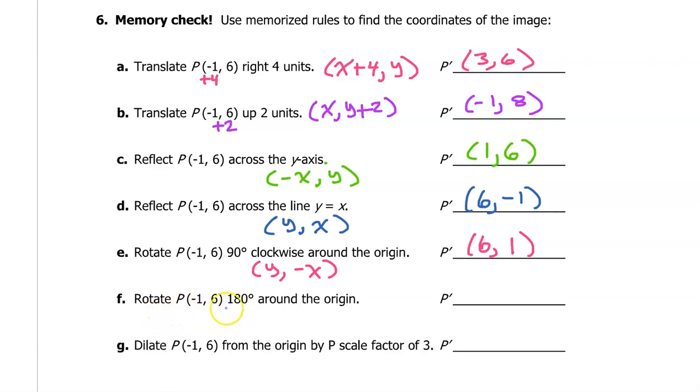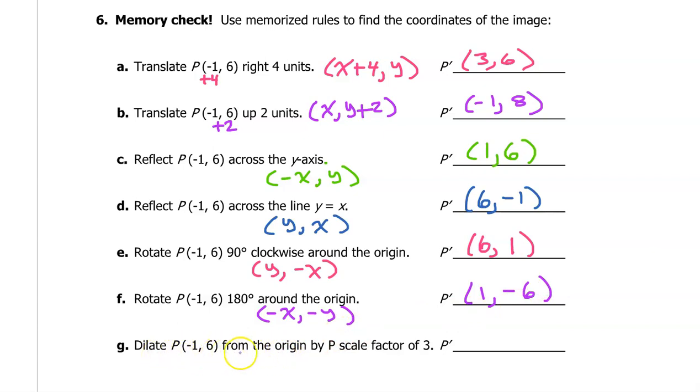Next, we're going to rotate 180 degrees around the origin. The rule for that is opposite of x, opposite of y. So the opposite of x is +1, and the opposite of y is -6.